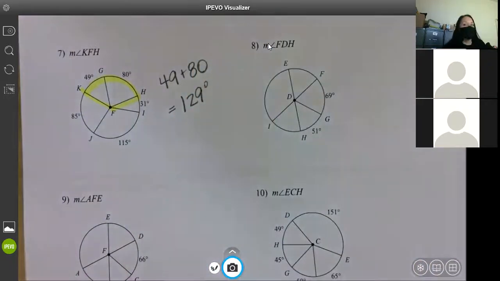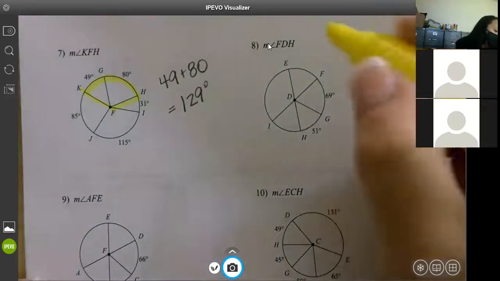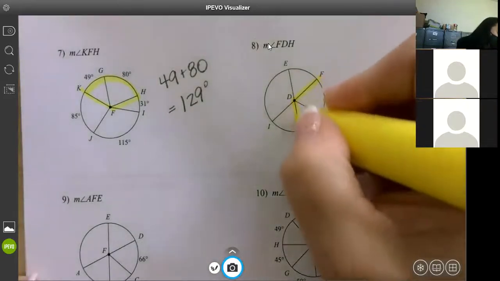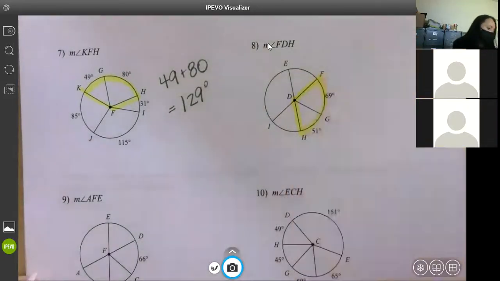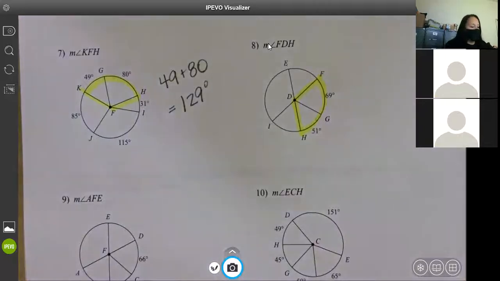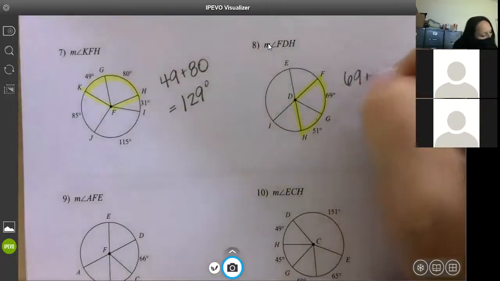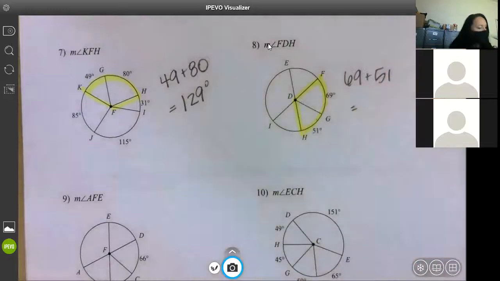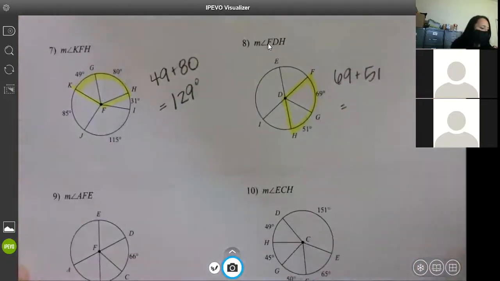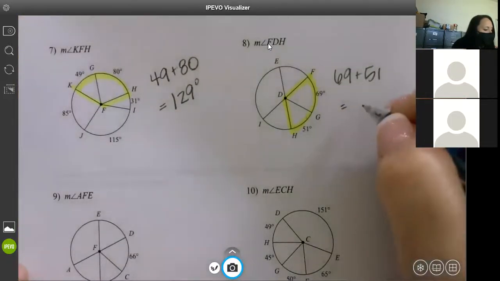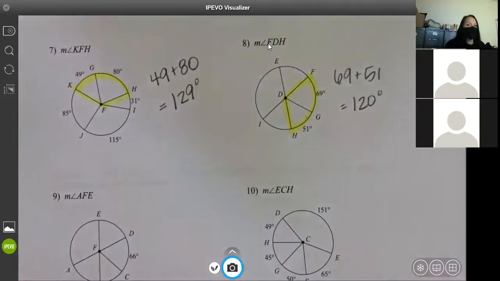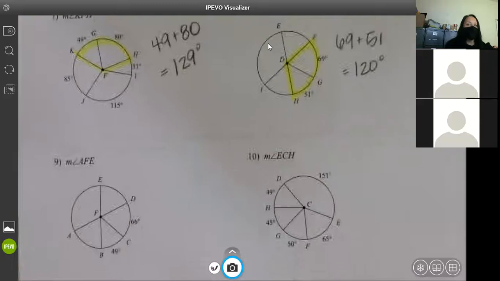129. Same thing on the next one. F to D to H, and we're finding the full arc. How do we do that? 69 plus 51 gives us 120. Same thing on the next one.